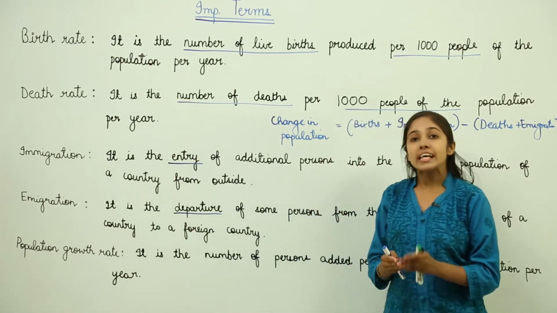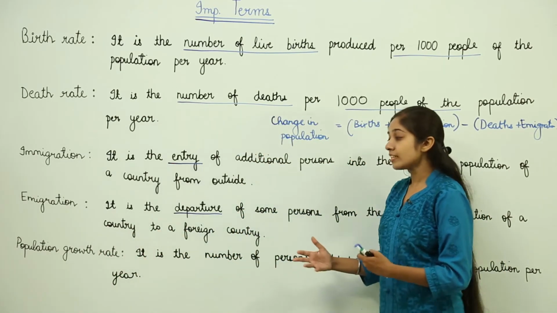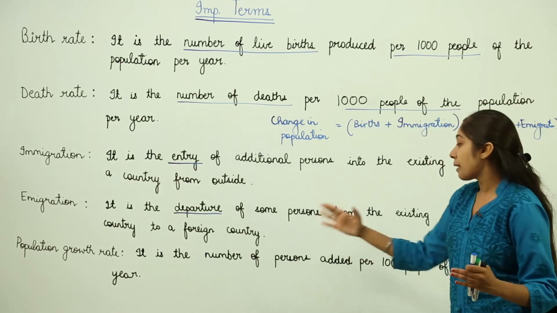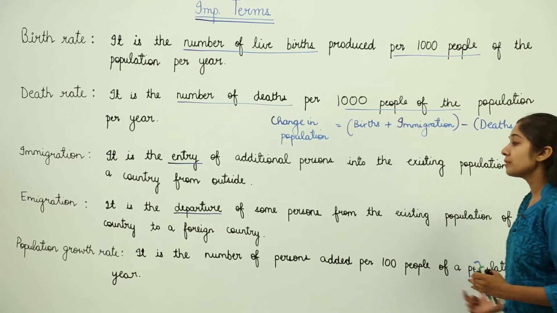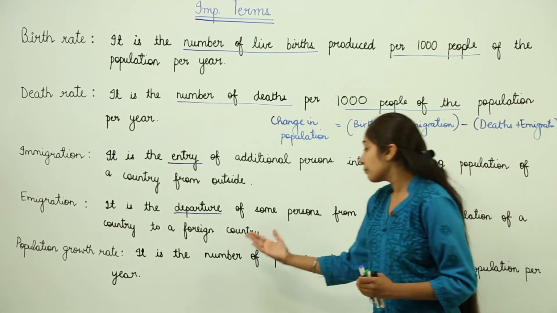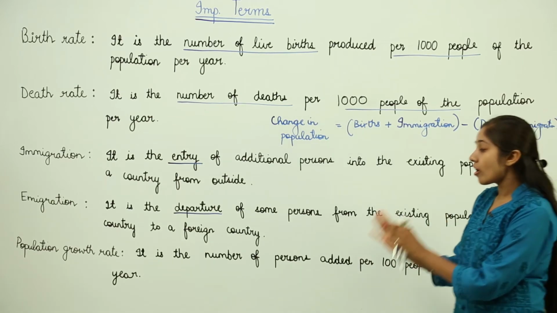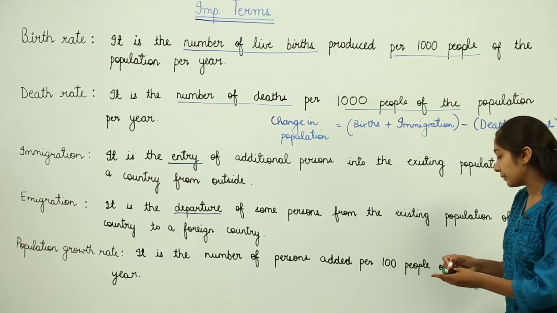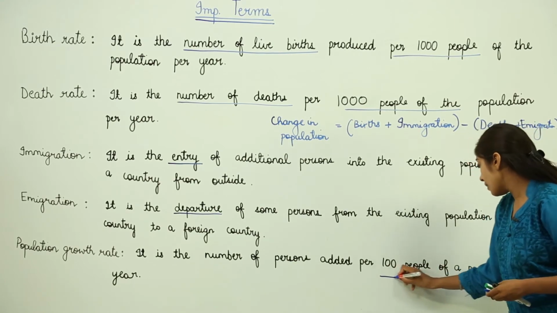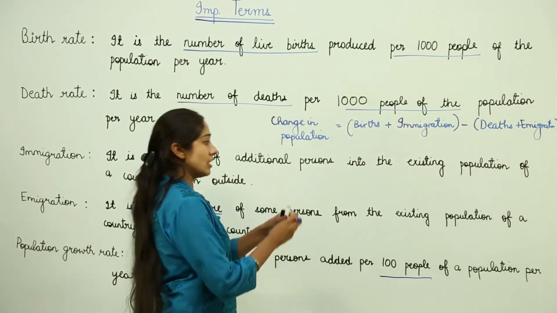Moving on to the next term, that is population growth rate. Let us see how we will define this. It is the number of persons added per 100 people of a population per year. So, here we are going to talk about the number of persons that are added per 100 people of a population per year.